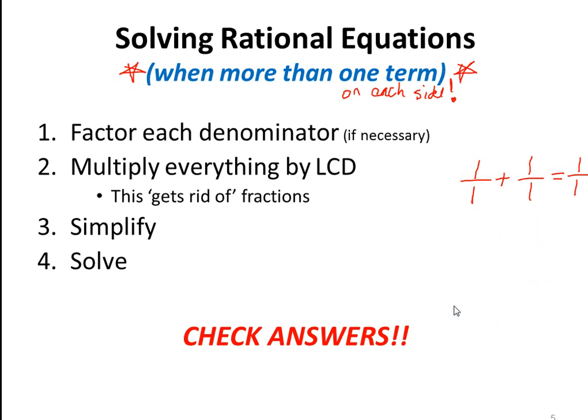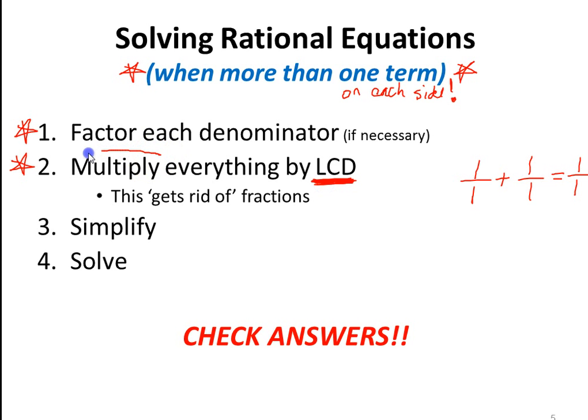So the first step, the most important step, is you need to factor, just like we've been doing. If you don't factor, you're going to make everything a lot harder. So make sure you factor. Now, it says if necessary, because it's not always going to be necessary. After that, something hopefully we're getting better at seeing and finding: we have to find that LCD, that least common denominator that we talked about in adding and subtracting, and we have to multiply everything by the LCD.